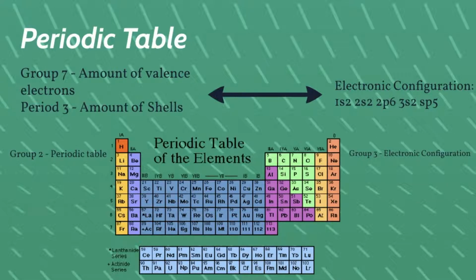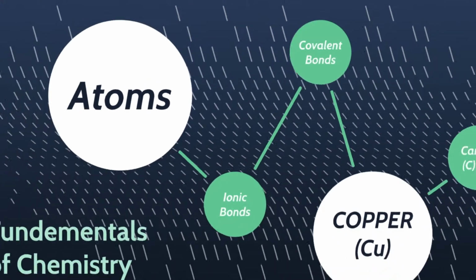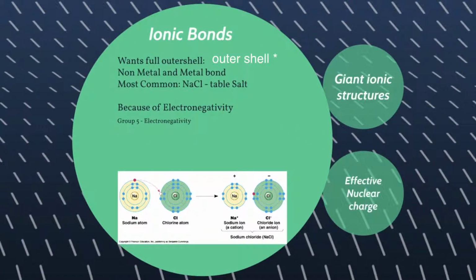The shells are separated into subshells, s, p, d, and f, where each subshell has an x number of orbitals. The electronic configuration of Cl is 1s2, 2s2, 2p6, 3s2, and 3p5. This also makes it easier to find the element in the periodic table. See Group 3's video. All elements want to have a full outer shell.